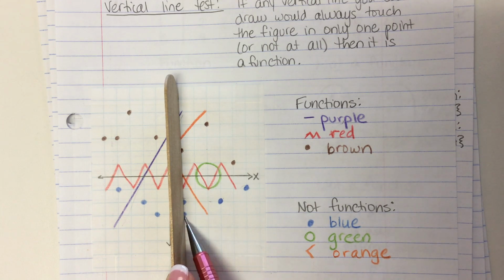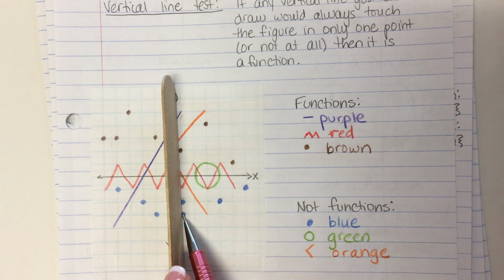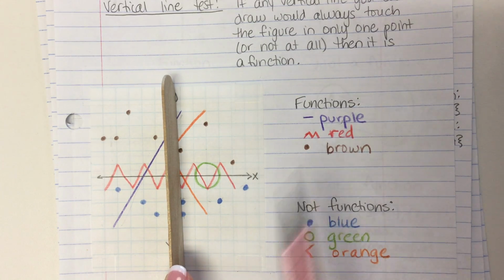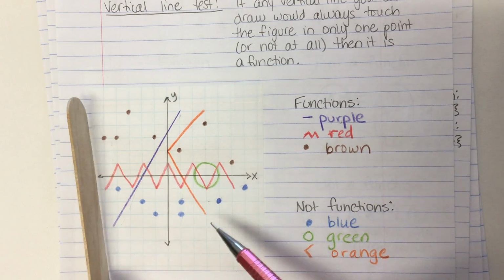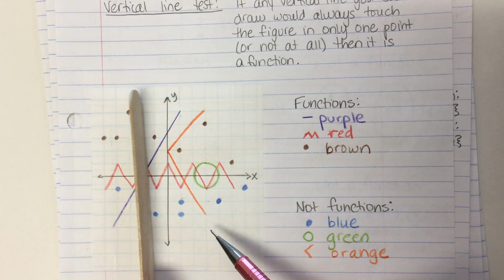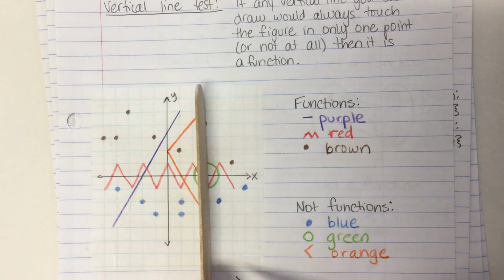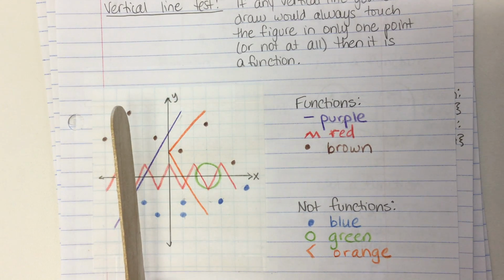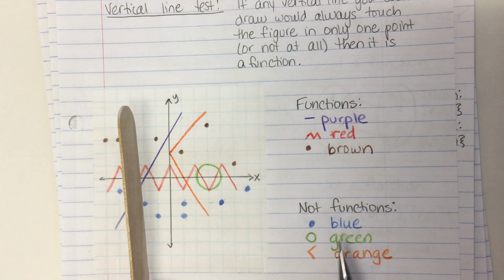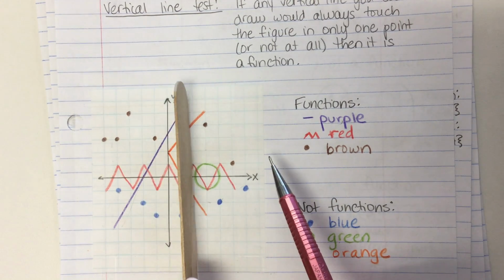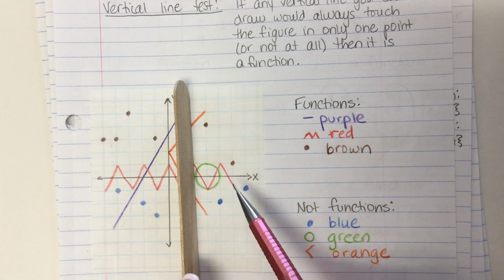This blue function intersects the vertical line in two places, and therefore it makes it not a function. Let's look at the red. The red is this kind of zigzaggy line. And so no matter where I draw the vertical line along this red figure, it'll only intersect the figure once. Therefore, it's a function. If we look at the green, here's a circle or circle-ish figure.